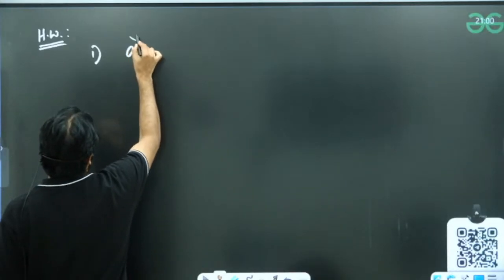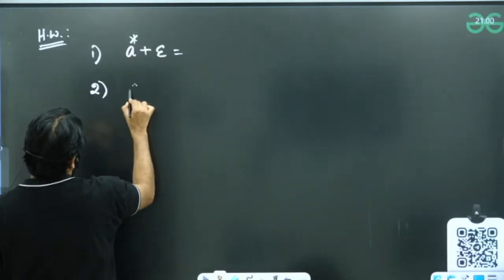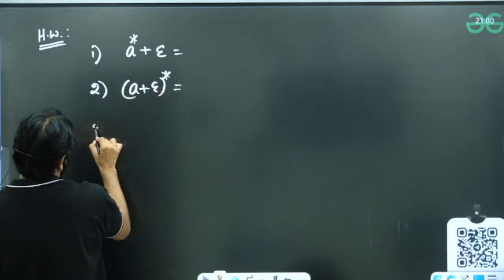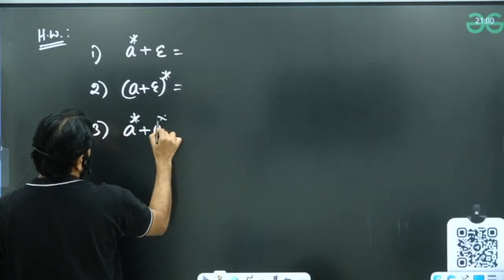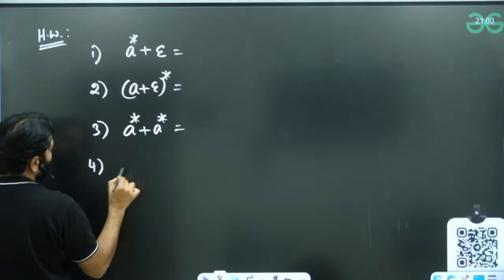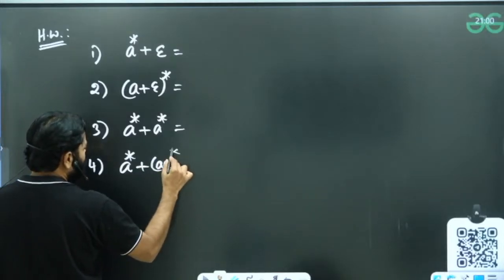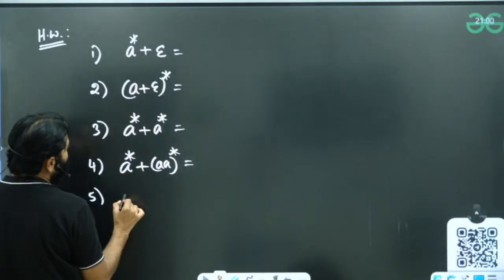Suppose you have A star, but somebody did A plus epsilon. Second, A plus epsilon whole star. And 3, A star plus A star. And 4, A star plus AA whole star. Try to understand each one. I'll explain in the next session too.